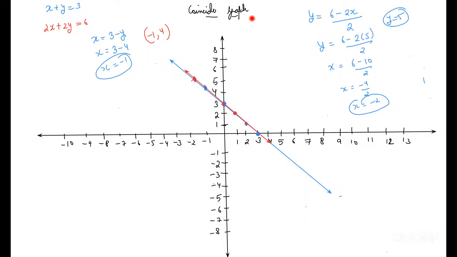Now your homework is you have to make the graph, and you have to find out: if it is a parallel graph, then there will be no solution. If it is intersecting, there will be one solution. If it is coincide, then there are infinite solutions. I'm erasing this and writing the homework. You have to do it. I hope you are getting it. How many graphs? Let me check.